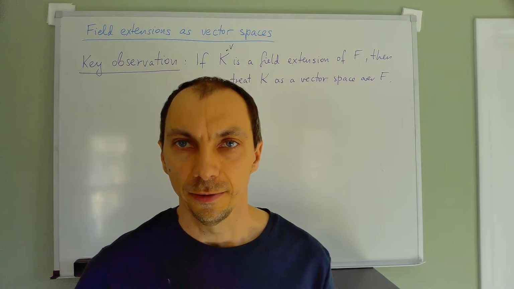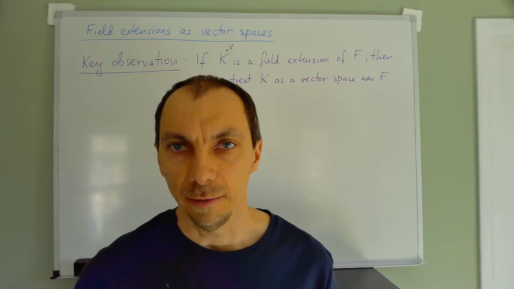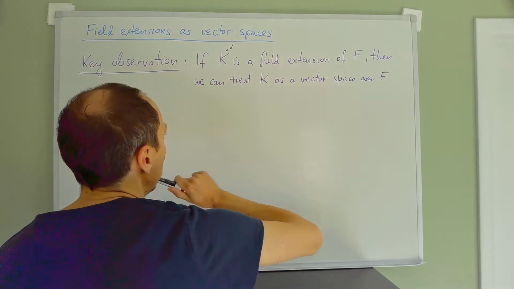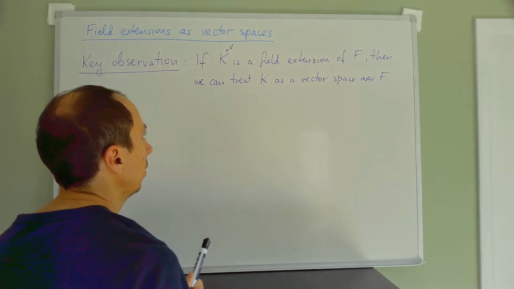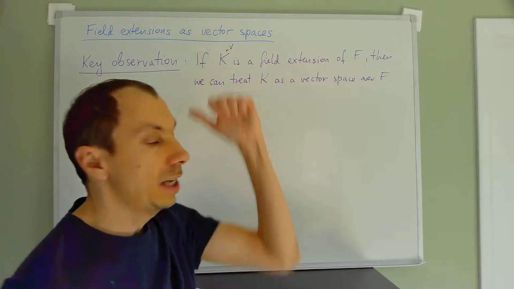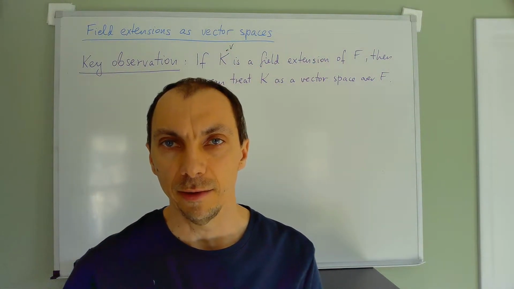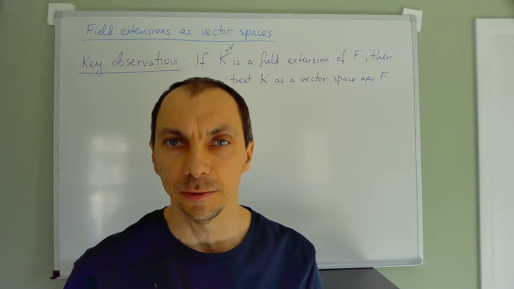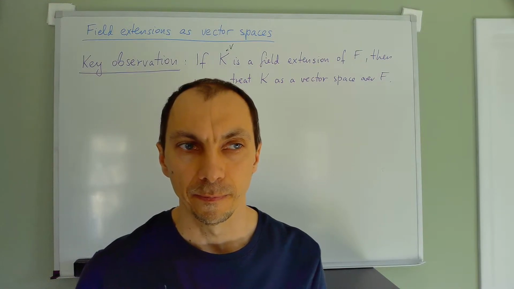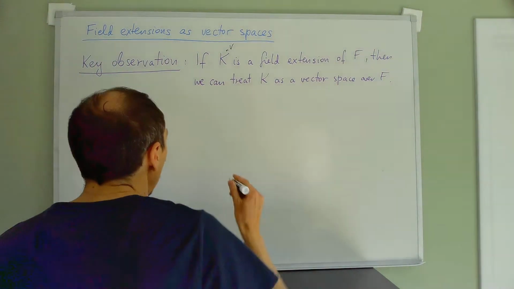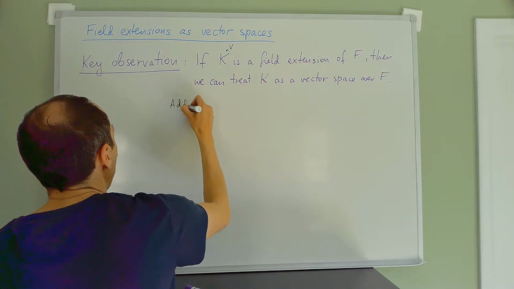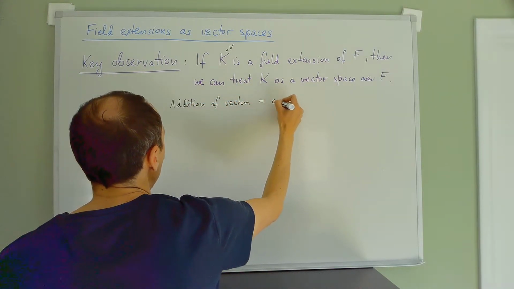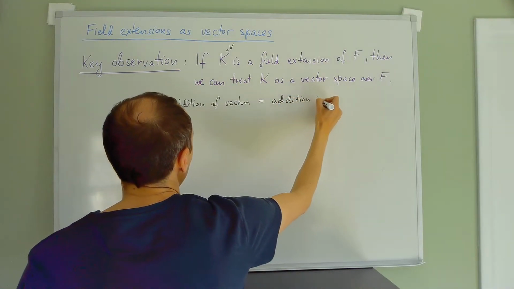And the thing is that the scalar that lives in F can also be treated as an element of K, because F is a subfield of K, right? Or K is a field extension of F. So everything that lives in F also lives in K. So I can take this element of F, treat it as an element of K, and then multiply this element by another element of K using the multiplication in K. Yep, so addition of vectors is the addition in K, in the field K.